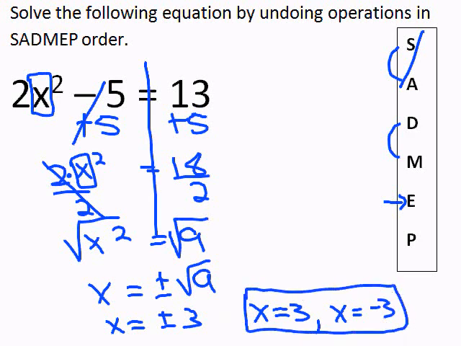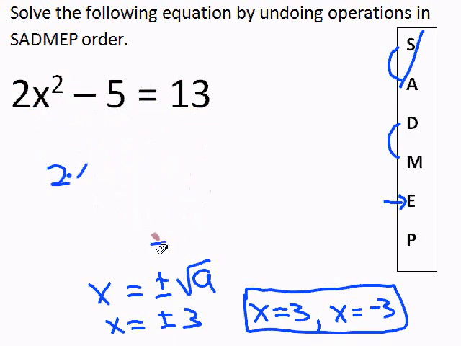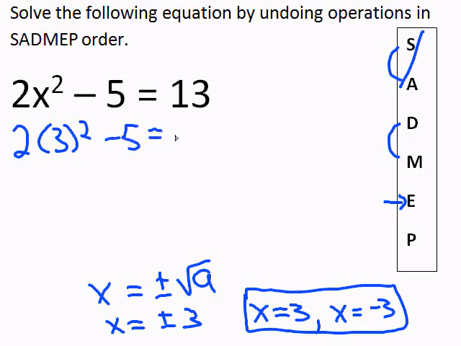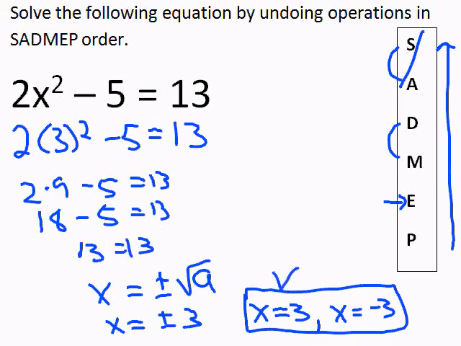As is usual, it's a good idea to check your solutions when solving. So if I go to my equation and I take the value of 3, substitute in for x, I should get a true statement. When evaluating an expression, you must go in PEMDAS order. So we solve in SADMAP, but we evaluate in PEMDAS. So we square the 3 first, giving us 2 times 9 minus 5 equal to 13. 2 times 9 is 18 minus 5, and 18 minus 5 is 13, equal to 13. That shows us that positive 3 does indeed check out.